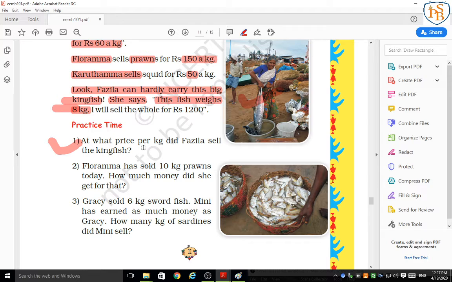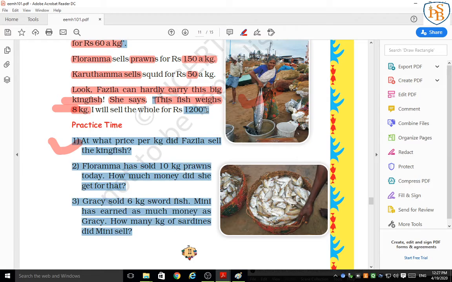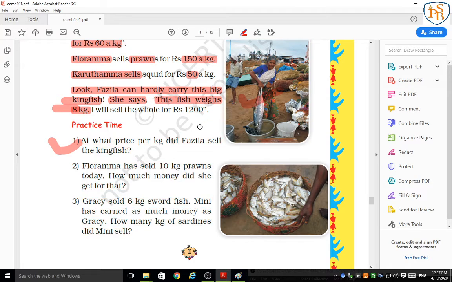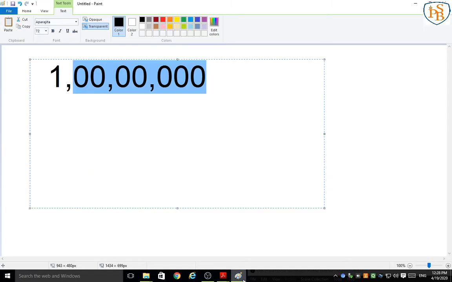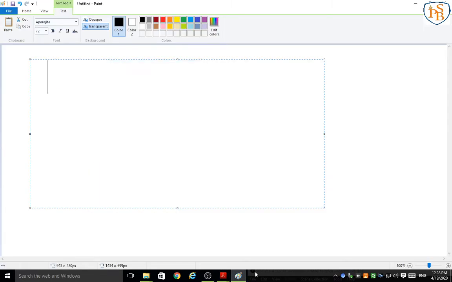Fazila sells one fish of 8 kilo. Correct? And what is the price of 8 kilo? The price of 8 kilo is 1200. Then the question is, at what price per kg? So what is the price of 1 kg? Okay, students, start to solve. I will give you 2 minutes. Afterwards we will solve.